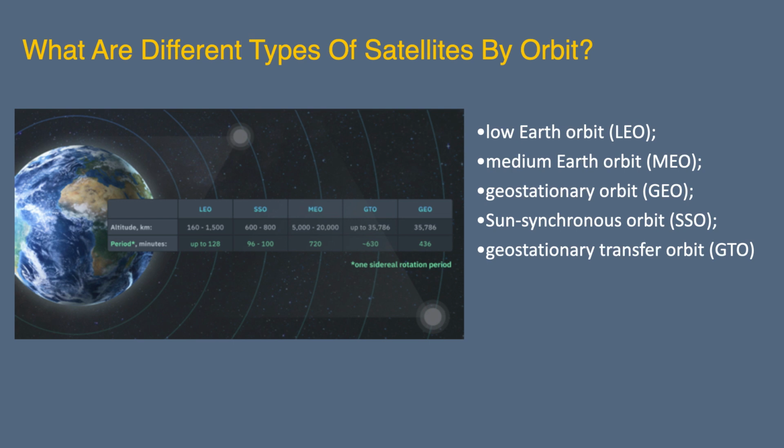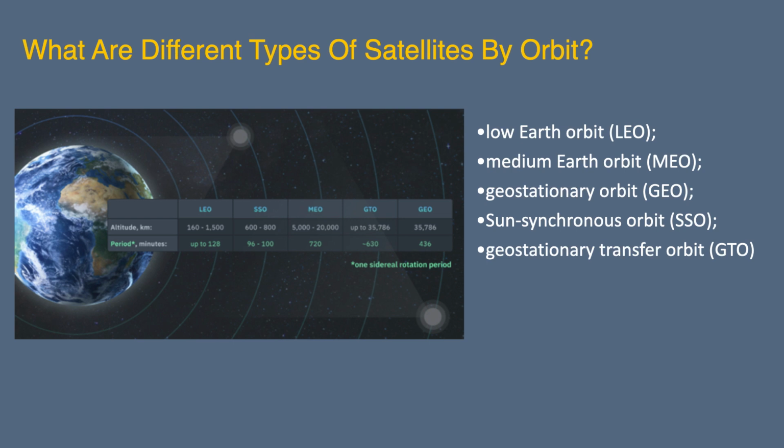Medium Earth orbit, or MEO, located at an altitude of 5,000 to 20,000 kilometers. Satellites like GPS use this orbit for navigation. They have a longer orbital period compared to LEO satellites. Geostationary orbit, or GEO, located at 35,786 kilometers. Satellites in this orbit stay in the same position above the Earth, which allows for constant communication and weather monitoring.